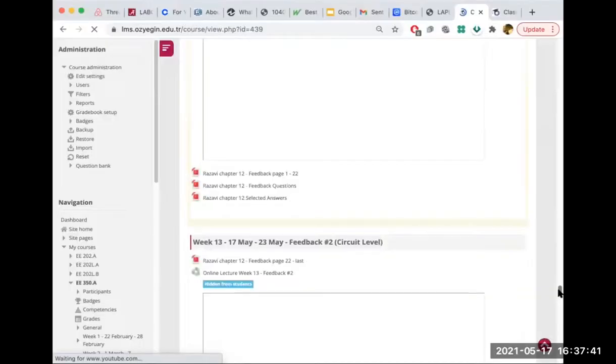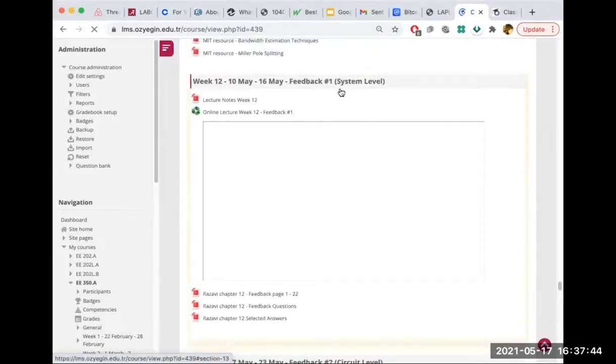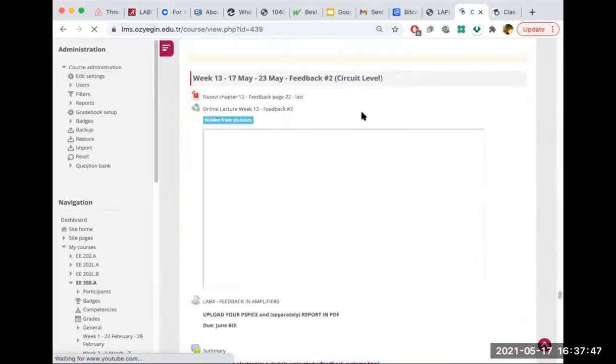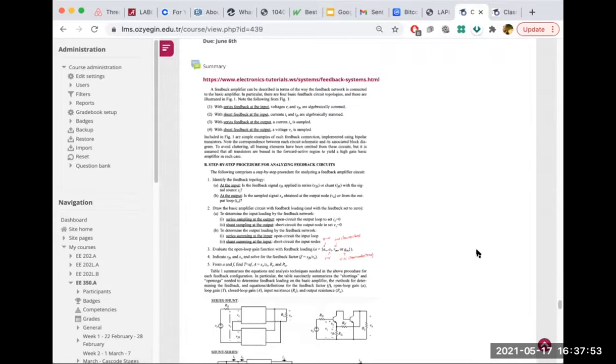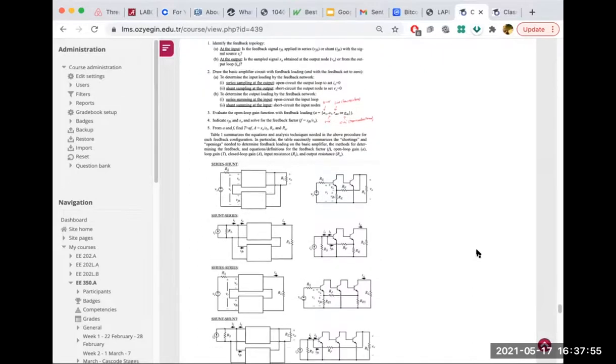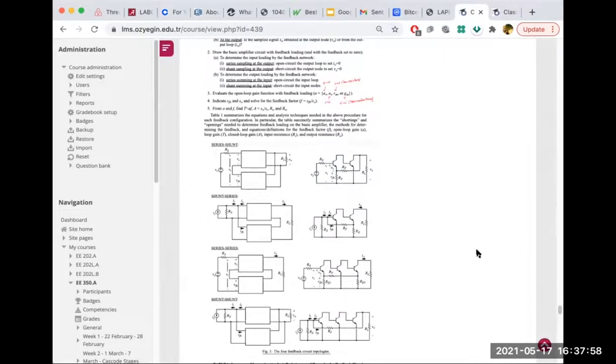Okay. So last week we basically discussed system level, and this week we are discussing more circuit level. I will upload the videos, and as you can see, I kind of put the summary here of 4 amplifiers and corresponding circuits. So series shunt. Series shunt means why this is series shunt. I can explain that as well.